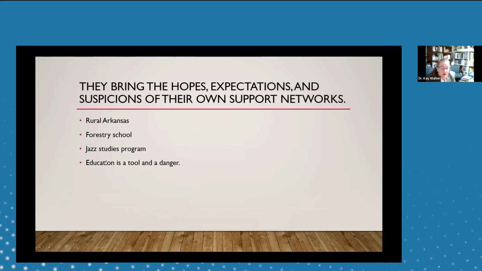They come with the hopes and expectations, but also the suspicions of their own support network. My students all have a support network. They don't come to college by accident. Everyone wants their children to get an education because they see that as a means of overcoming the poverty of their past. They still, in Arkansas, I have families who save for generations to send one bright hope to college, even though they're very suspicious of the results.